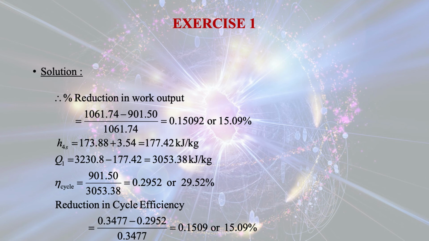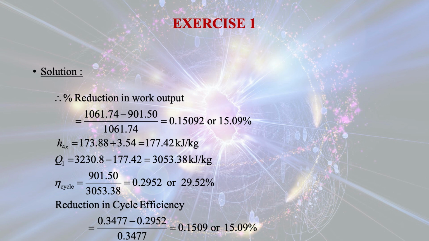Now see that H4S is equal to 173.88 plus 3.54 is equal to 177.42 kilojoule per kg, and Q1 is equal to 3290 minus 177.42, that comes out to be 3053.38 kilojoule per kg, and eta cycle is equal to output by input, that is 901.50 whole divided by 3053.38, that comes out to be 0.2952 or 29.52%.